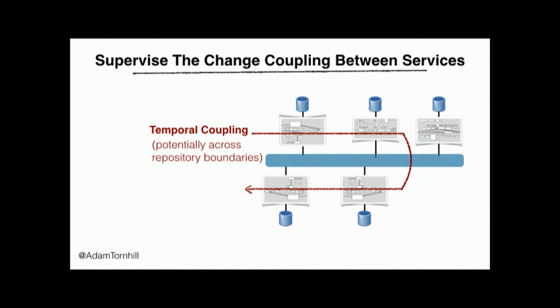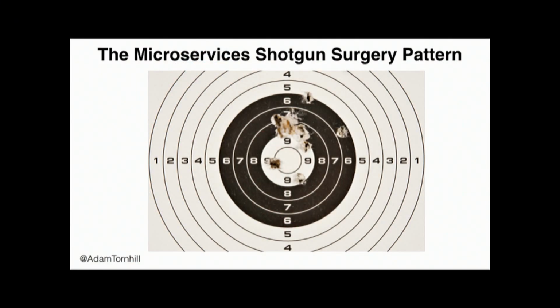And once we identify that, we may use that as an early warning sign that helps us avoid what I call the microservices shotgun surgery pattern. The microservices shotgun surgery pattern is basically the scenario when you want to tweak a single business capability and you end up modifying 5 different services.